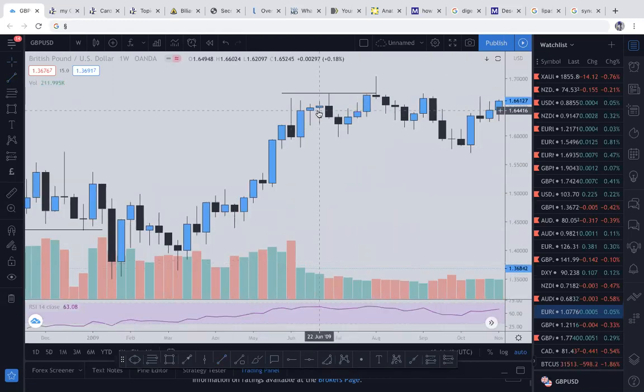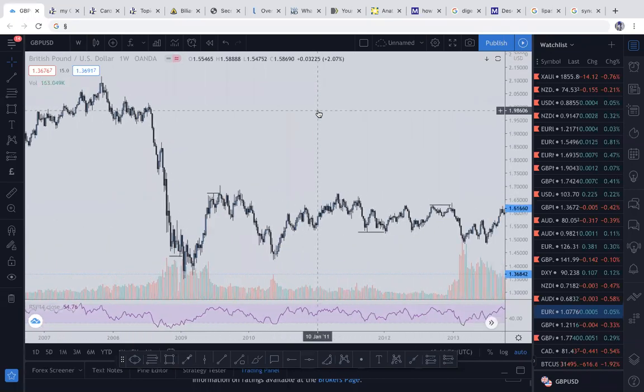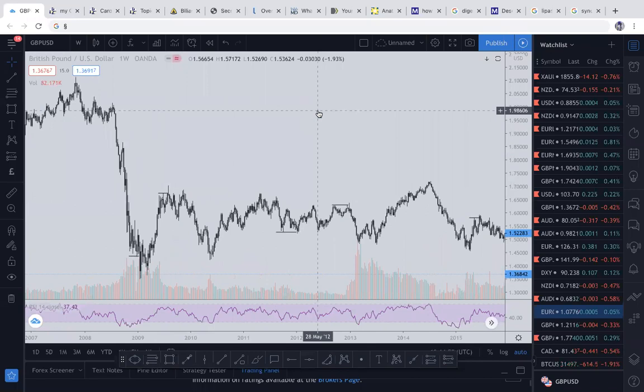Basically, before every impulsive movement, banks will need to grab liquidity. It is a must. If a liquidity grab has not occurred, my brother, my sister, you don't have a trade. You do not have a trade. You can only take a trade where a liquidity grab has occurred.